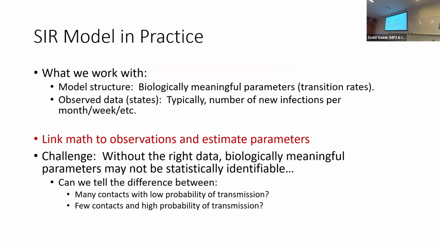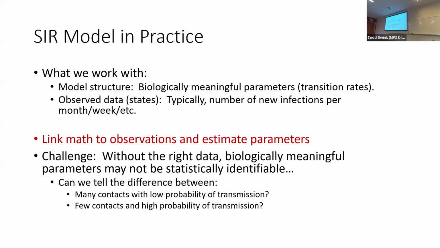So what we work with when you're doing research with these kind of models are how can you change the structure? You have these biologically meaningful parameters, and then what kind of observed data do we compare it to? And usually it's some kind of surveillance system that's reporting the number of new infections per month or per week or something like that. And you link the math to the observations to try to figure out what beta and gamma are and what R naught is. You might do that with the flu every fall.